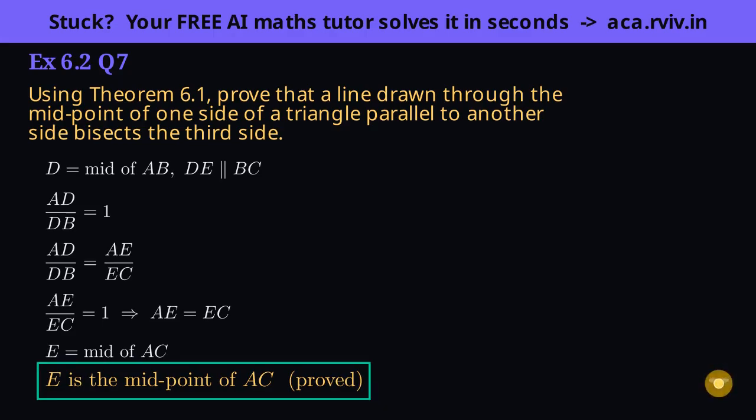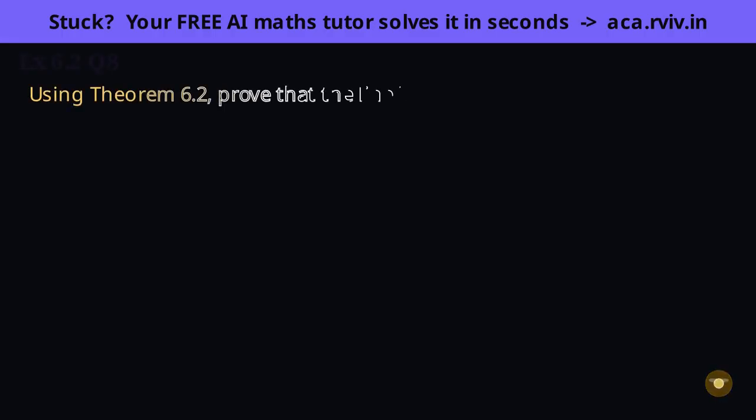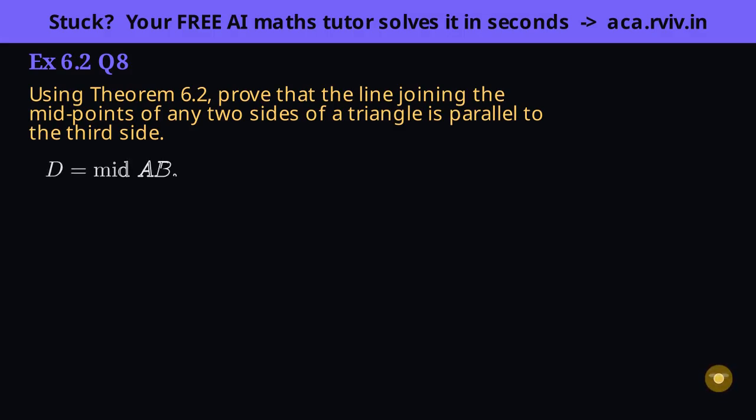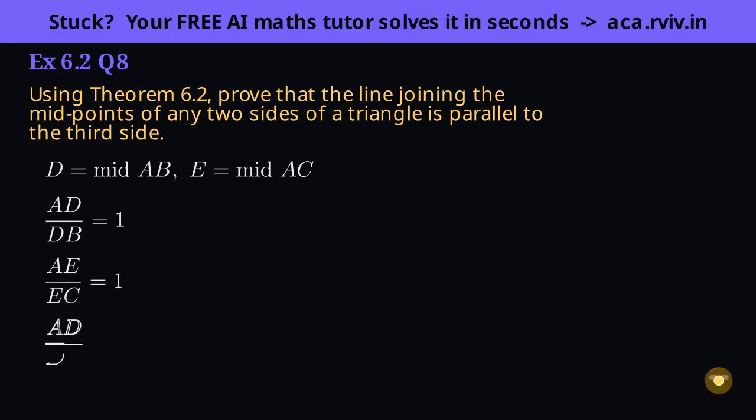Two midpoints make both ratios equal, so the converse gives parallelism. Set up: let D and E be midpoints of AB and AC in triangle ABC. To prove: DE is parallel to BC, so we aim for the converse. D being a midpoint makes AD over DB equal to 1. E being a midpoint makes AE over EC equal to 1. So the two ratios are equal.